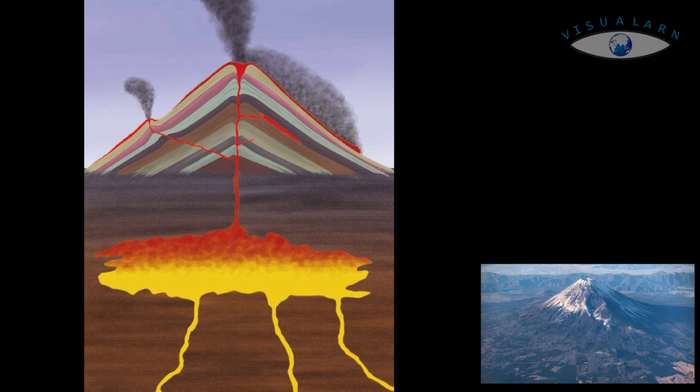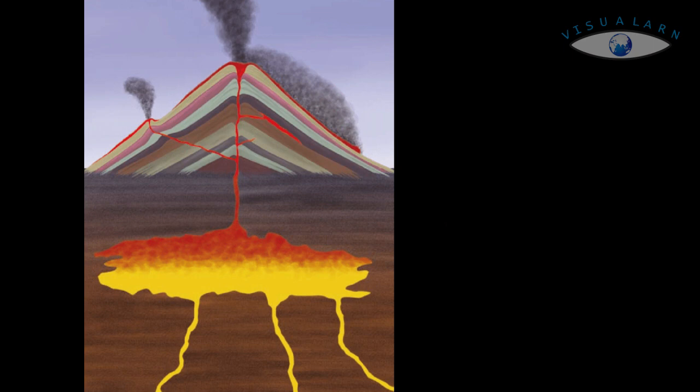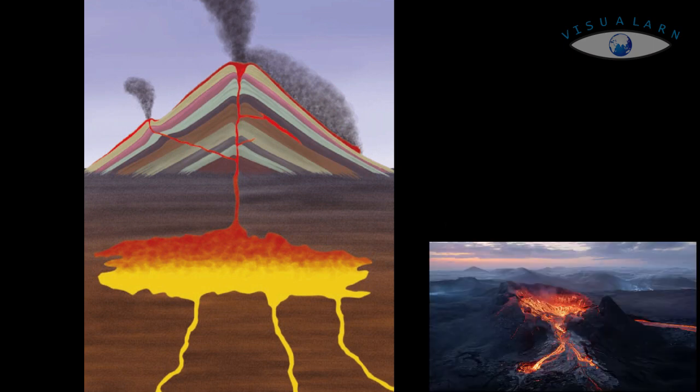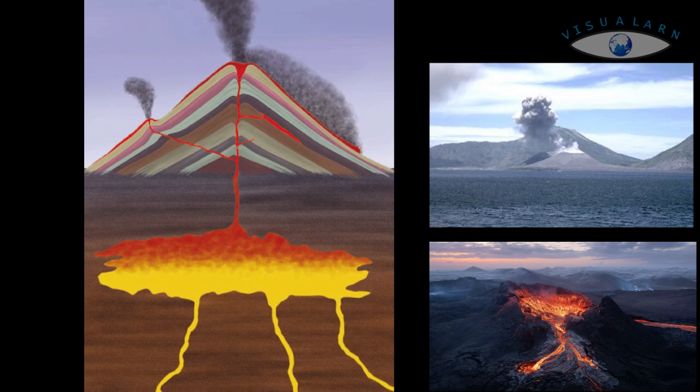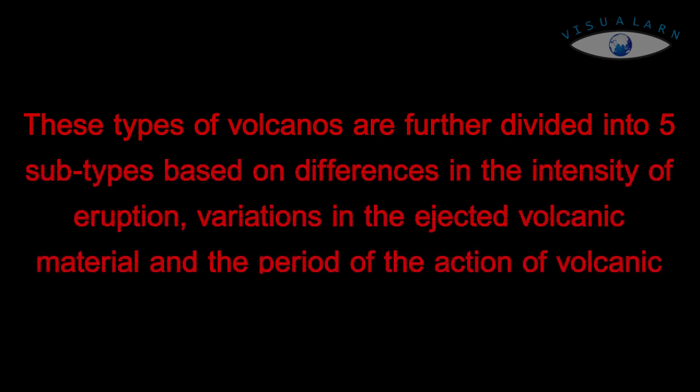The eruption is so rapid and violent that huge quantities of volcanic material consisting of lavas, volcanic dust, ashes, etc. are ejected up to thousands of meters in the sky. Those types of volcanoes are further divided into 5 subtypes based on the differences in the intensity of eruption, variation in the ejected volcanic material, and the period of the action of volcanic events.